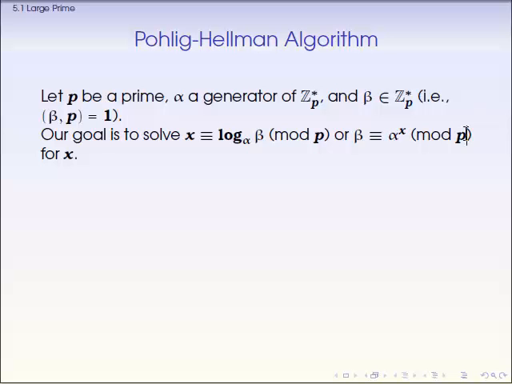If p is a really small number, then we can just use the trial and error method. Say p is 11, then we can just plug in 0 to 10 for x to find this result. But in reality, we are looking for really huge prime numbers, like 100-digit primes. Then this trial and error method is kind of useless. So this Pohlig-Hellman algorithm gives us a really nice and fast way to find this x.